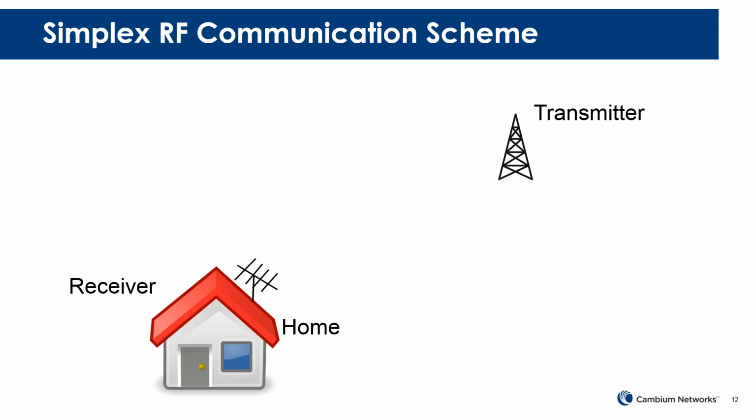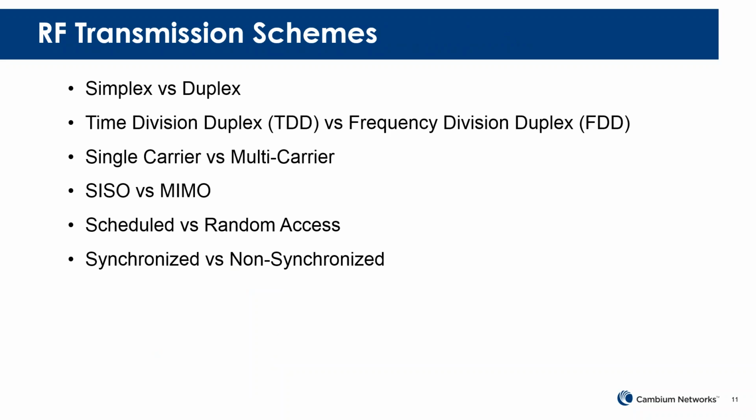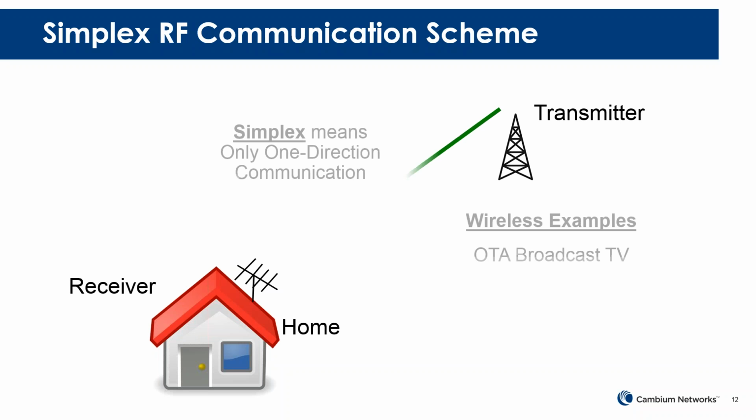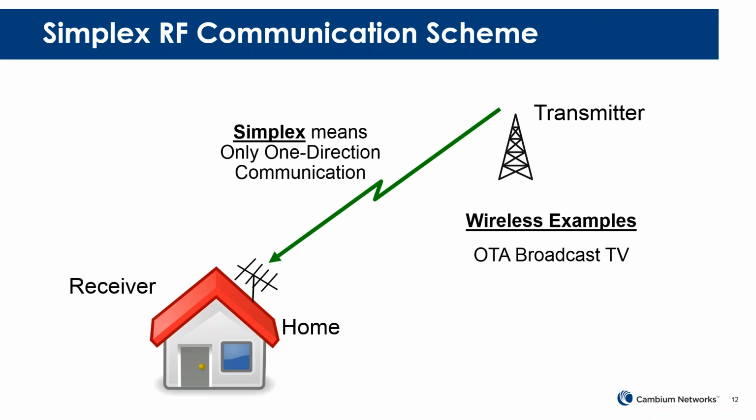So first off, Simplex Communication. If you see here, we were talking about Simplex versus Duplex. So we'll define these things initially here. What do we mean by a Simplex RF communication scheme? Simplex means only one direction communication. So a single direction communication. You'll see up at the top right, a transmitter is talking down to a receiver in the home, and this happens to be a representation of over-the-air broadcast TV.